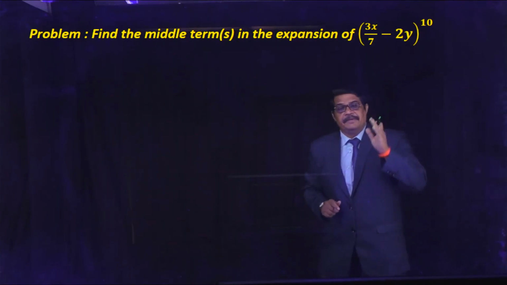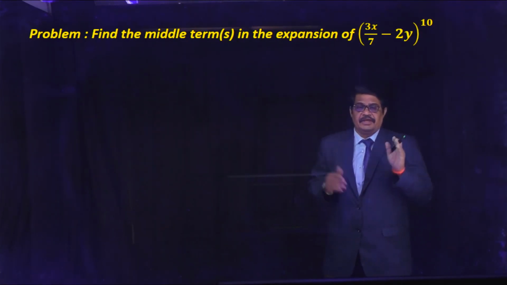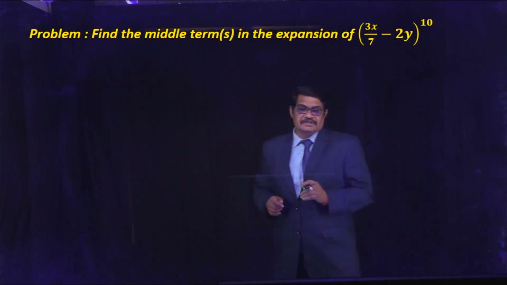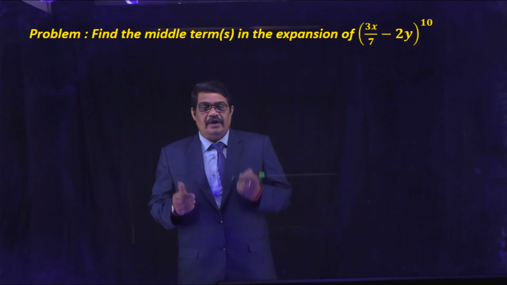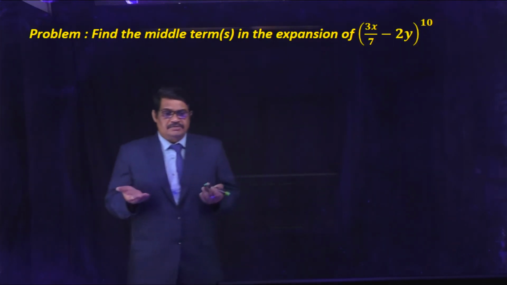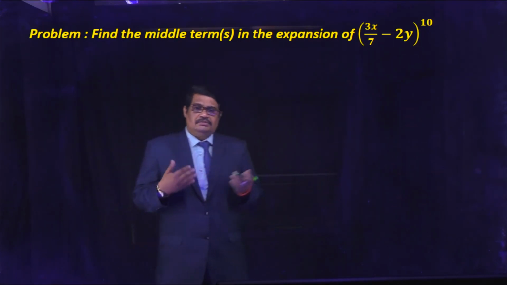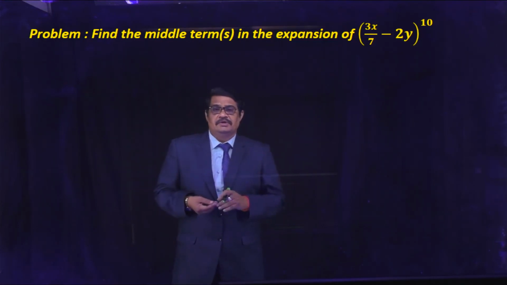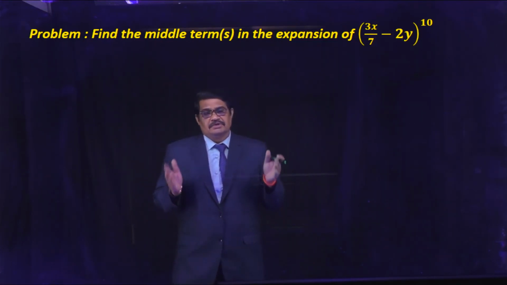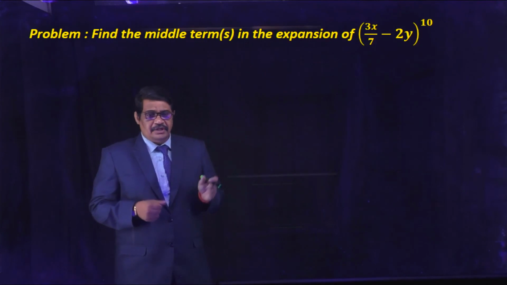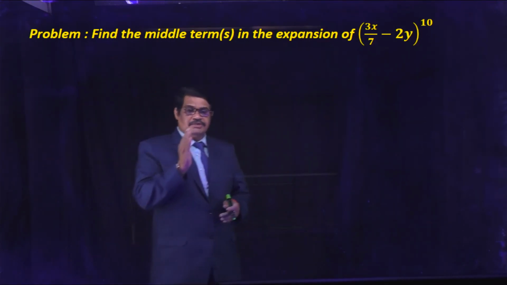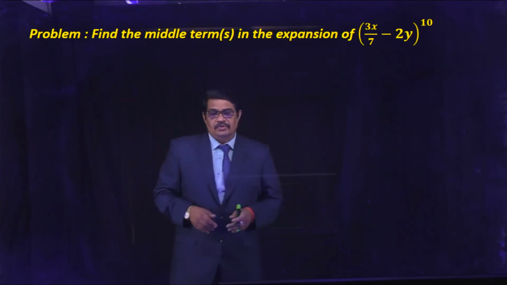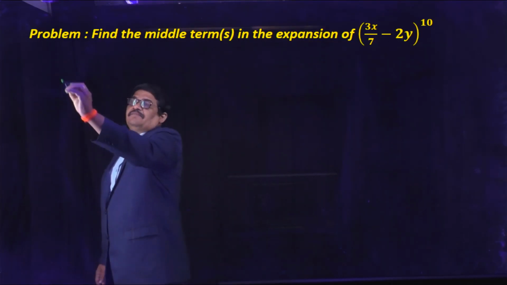Find the middle terms in the expansion of (3x/7 − 2y) to the power of 10. We have to find the middle terms. Sometimes there is only one middle term, and sometimes there are two middle terms in the expansion. So we have to find the middle term or terms in the given expression. Okay, so see the solution.